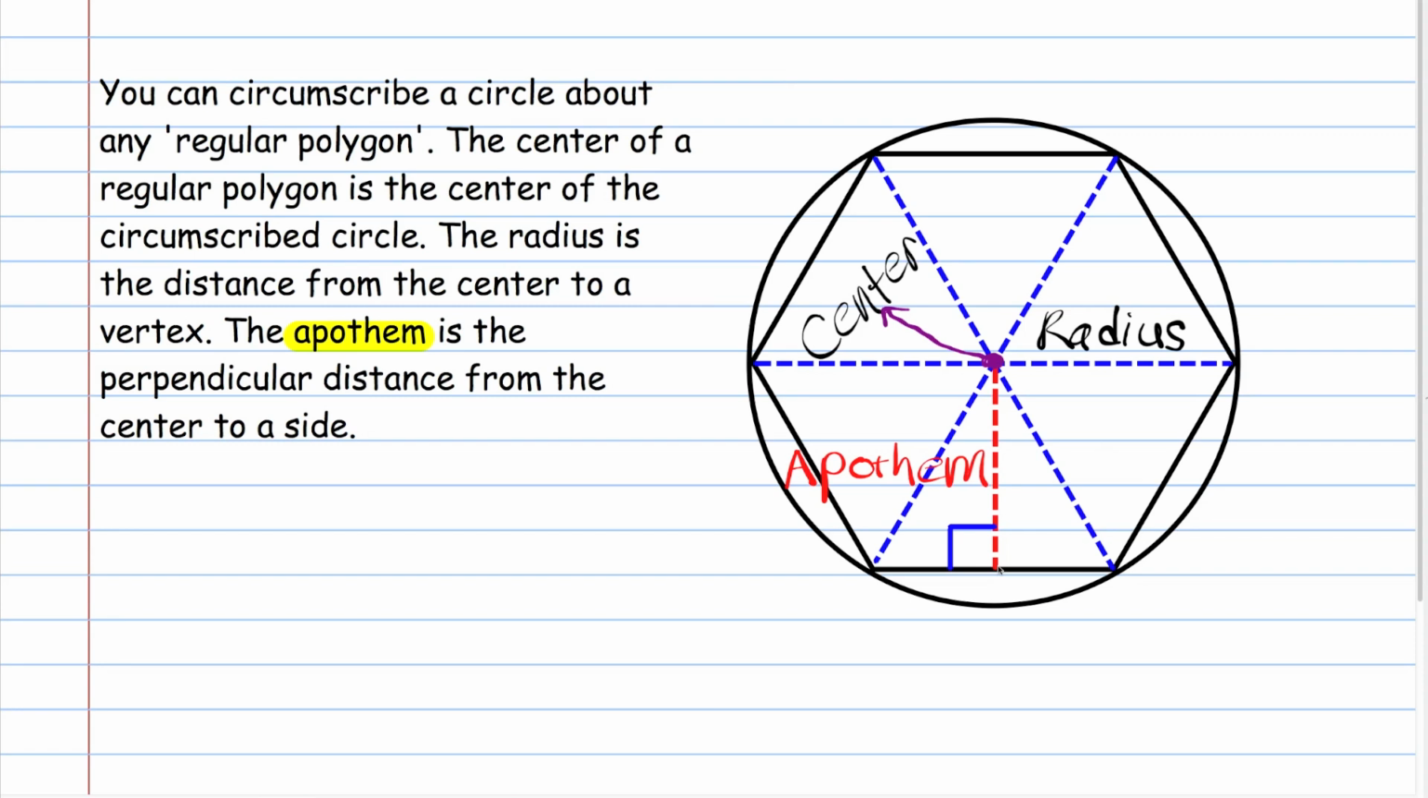Now, you may hear some other people call it the apothem, the apothem. It's just like potato, potato. I want to thank my good friend, Mr. Ion, for letting me in on that little secret that it's either way. He's heard it either way, so thank you very much, sir.